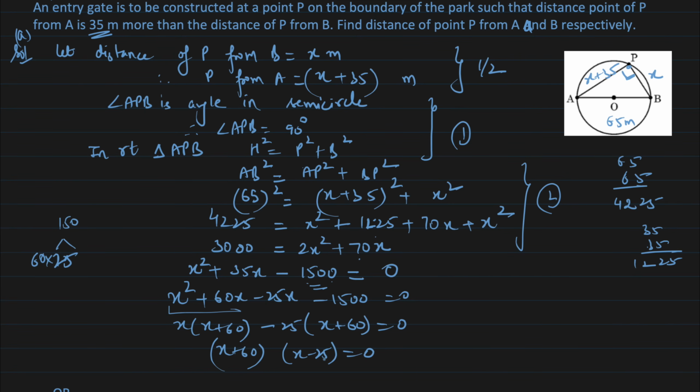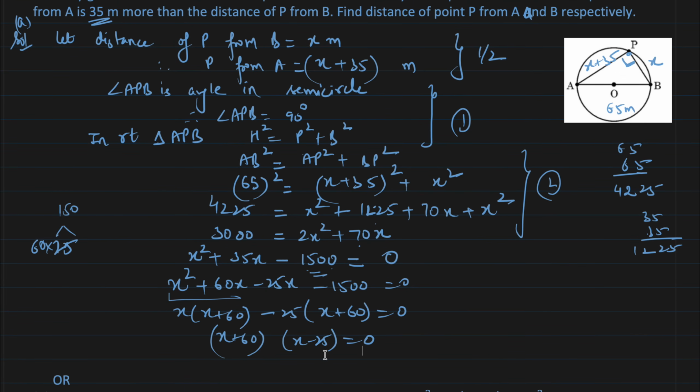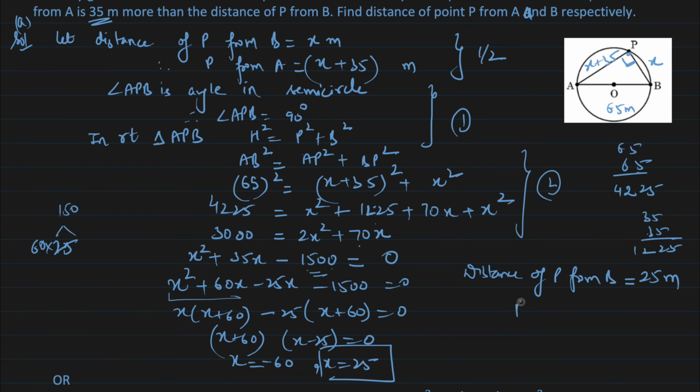So from here we are getting two values. Either x is minus 60 or x is 25. So we will take which one? We will take the positive value, which is the 25, right? So we got x as 25. So distance of P from B is 25 meter and P from A is how much? 25 plus 35, that is how much? 60 meter, right? So that's your final answer, students.